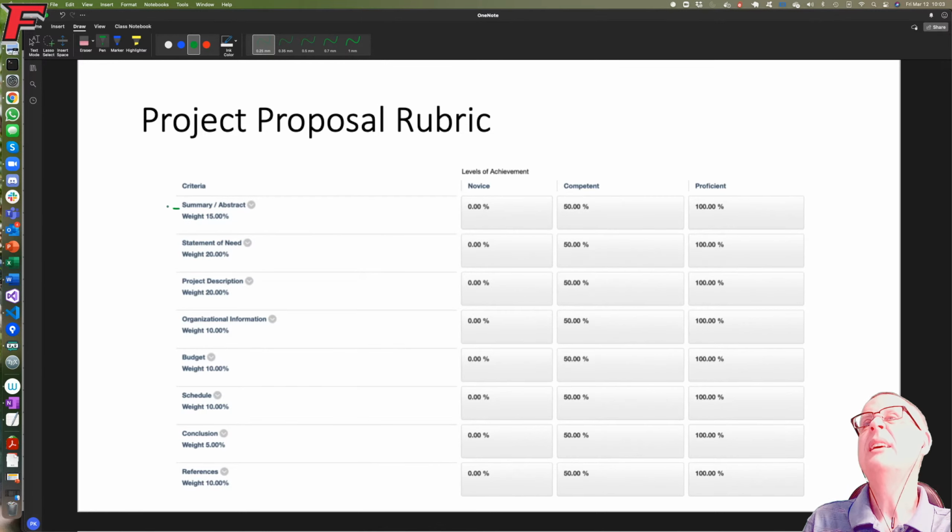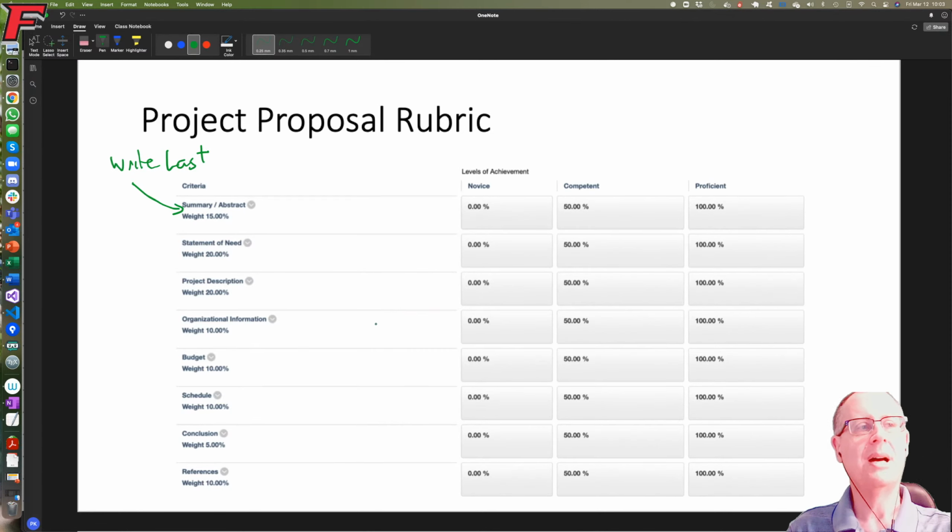So this thing here, the abstract or the summary, you write that last, right? You really can't finish it until the rest of the proposal is done. The statement of need, this is the background, or the motivation, that sort of stuff.